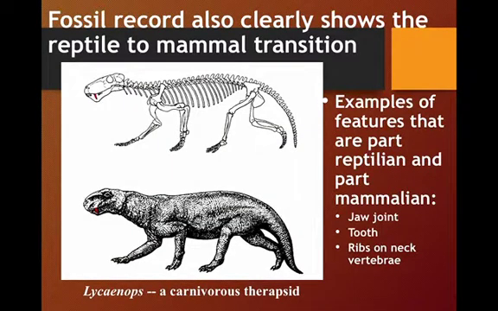Then you can also see some that are part reptilian and part mammalian. These differences show up in your jaw joint, the evidence of tooth, and ribs that occur on the neck vertebrae versus not on the neck vertebrae. But there were also other characteristics of it that were more mammalian.